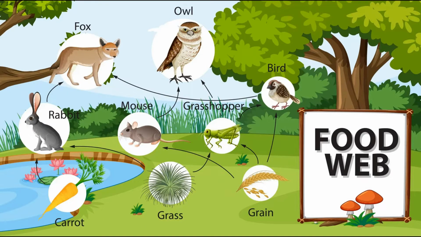Look at this picture, food web. Grains, grass, carrot, rabbit, fox, owl, mouse, grasshopper, bird, etc. Interlinking. Web of relations.